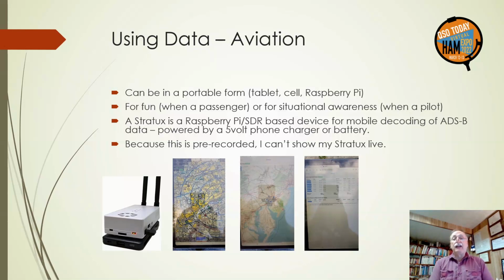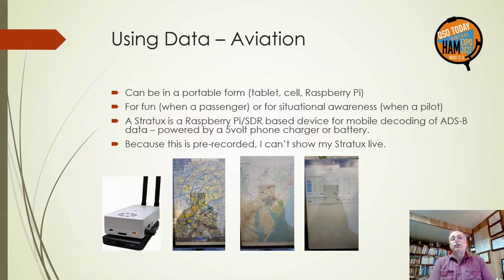Or as a pilot, when I'm sitting in the front seat in a personal plane, for situational awareness, because then I can see the airplanes around me, even if I can't see them visually. When I'm doing that, I'm actually using something called a Stratux. That's a Raspberry Pi-based SDR device for mobile decoding of ADS-B data. It's powered by a 5-volt phone charger, the kind you can plug into your 12-volt socket, or a battery.